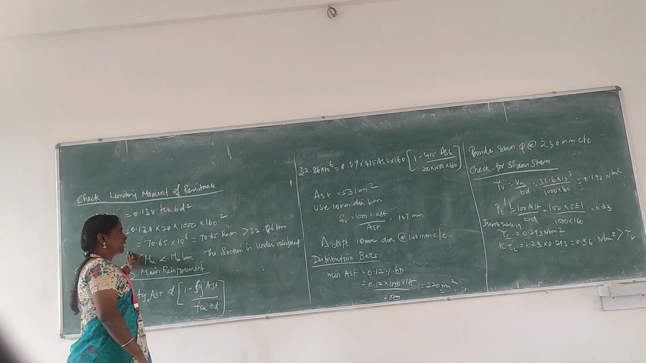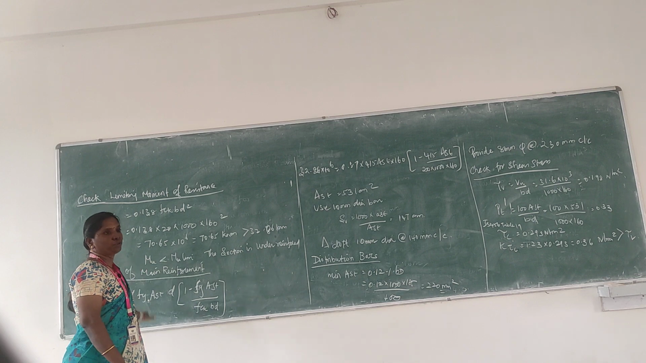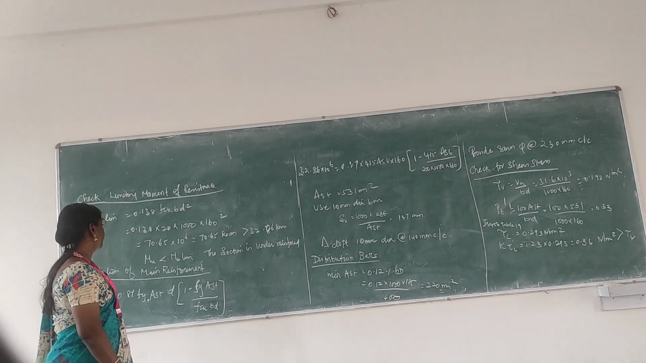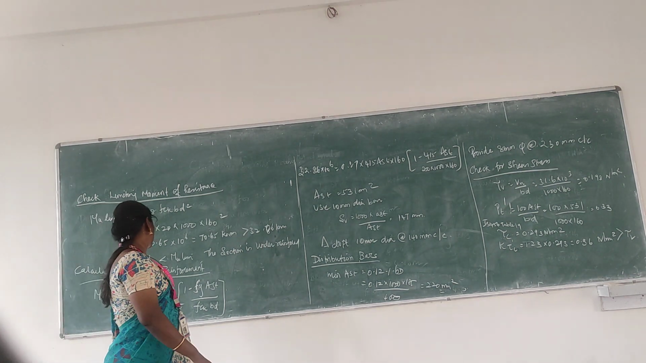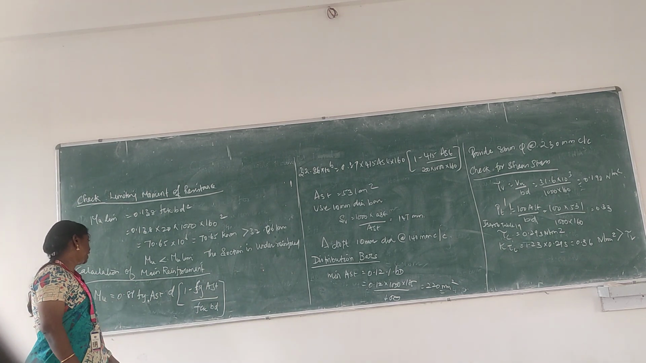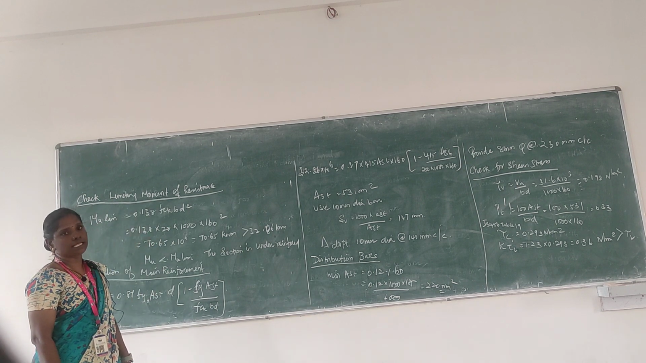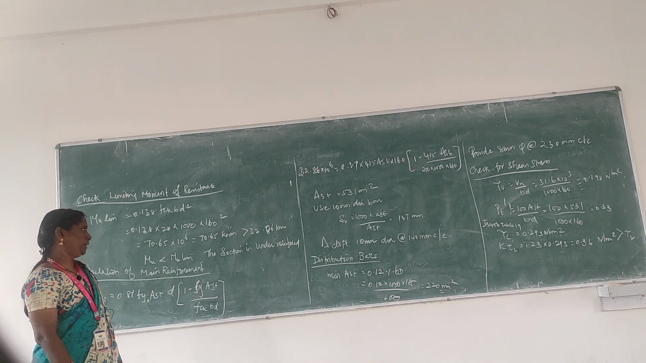Next, after that we are checking the under reinforced section. Next we go for the main reinforcement calculation. For the main reinforcement calculation, as per IS 456, the Mu value is 0.87 fy Ast d into 1 minus fy Ast divided by fck b d.